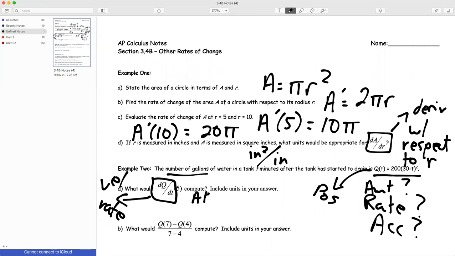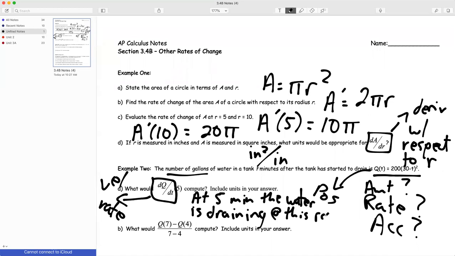At 5 minutes, the water is draining at this rate, and now I'm going to put my units on there. What are my units? Q is measured in gallons, amount of water. Time in this instance is measured in minutes. So at 5 minutes, the water is draining at this rate in gallons per minute.